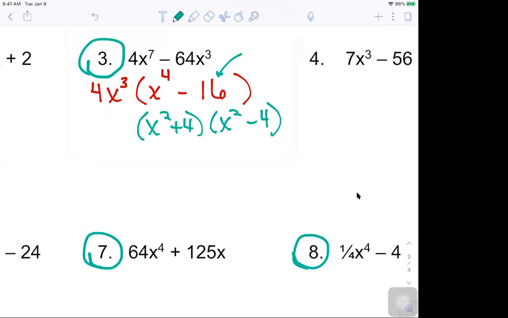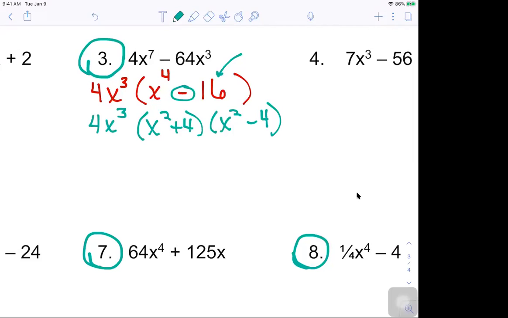What's special about the 16? It's a square root. So it's called the difference of squares. Yeah, perfect squares, difference. So you can only factor it because it's a difference and they're both perfect squares. All right, so we first took out a GCF and then we used perfect squares.